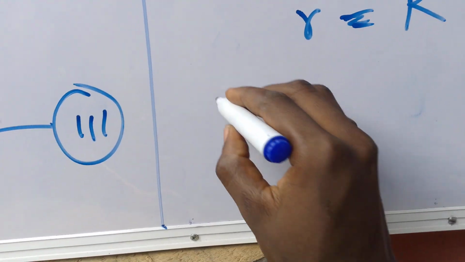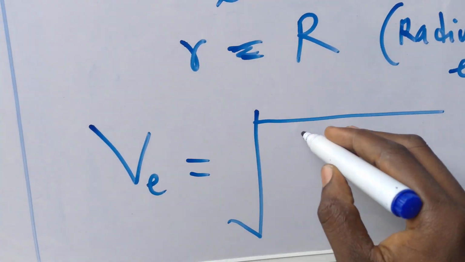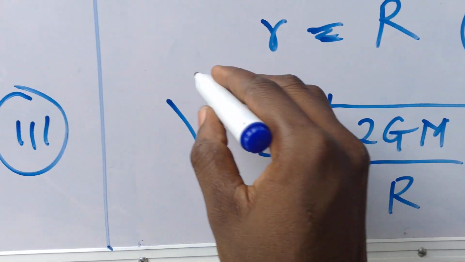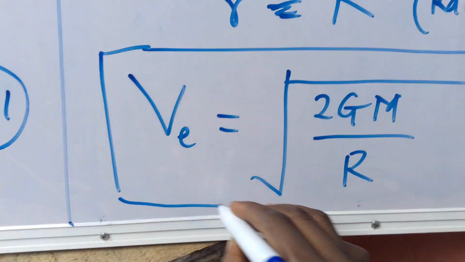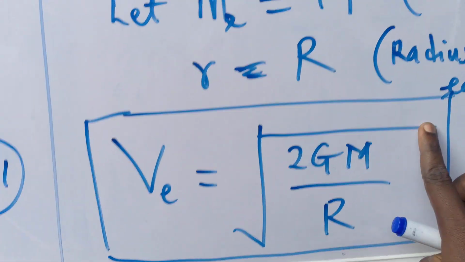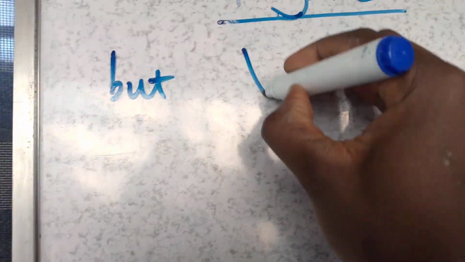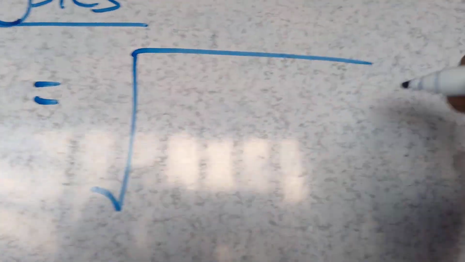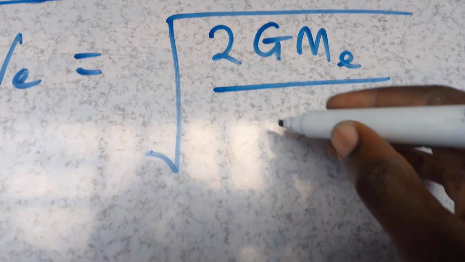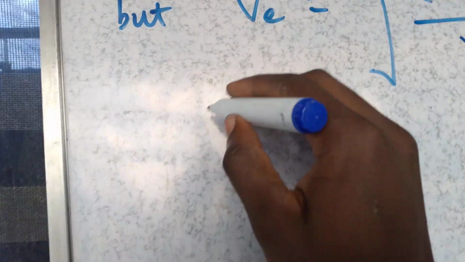So this now will be escape velocity equals the square root of 2GM over r. That's the first formula for escape velocity. The first formula is root of 2GM over r. Okay, so we continue. My escape velocity is the square root of 2 capital G Me over r, isn't it?